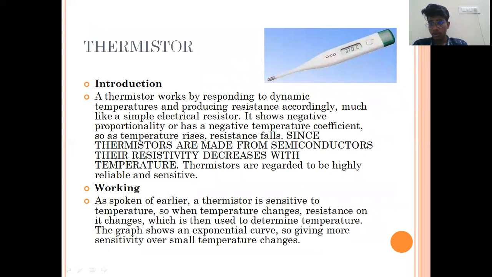Thermistor. This is the most used thermometer in daily life. A thermistor responds to dynamic temperatures and produces resistance accordingly. Much like a simple electrical resistor, it shows negative proportionality and has a negative temperature coefficient. Since thermistors are made from semiconductors, their resistivity decreases with temperature. Thermistors are regarded as highly reliable and sensitive. As spoken earlier, the working of a thermistor is sensitive to temperature, so when temperature changes, its resistance changes, which is then used to determine temperature. The graph shows an exponential curve, which gives more sensitivity over small temperature changes.